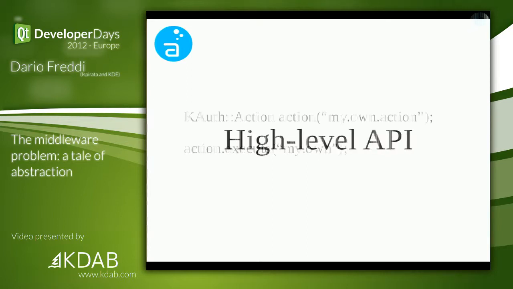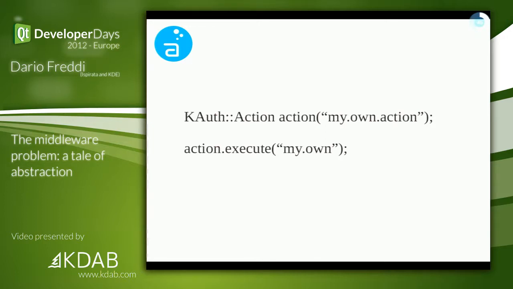This high-level API looks pretty much like this. We generate an action, and we execute an action. Couldn't be easier, right? So we just have our helper name, which is my.own, and our action name, which is action in this case. When we create the object, we simply execute the object.